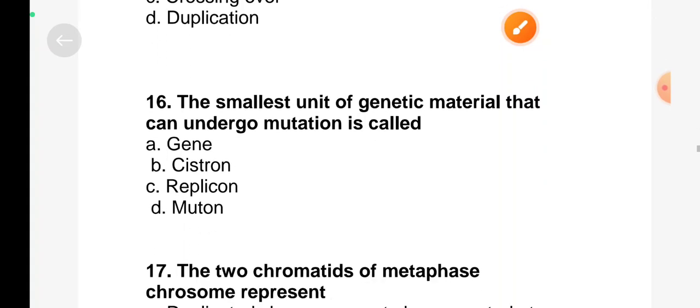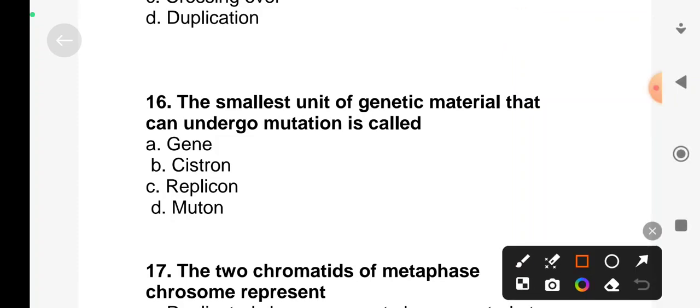Next question. The smallest unit of genetic material that can undergo mutation is called: option A, gene; option B, cistron; option C, replicon; option D, muton. Correct answer is option D, muton. The smallest unit of genetic material that can undergo mutation is called muton.